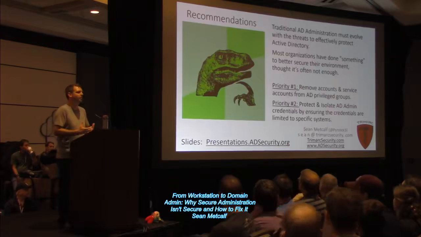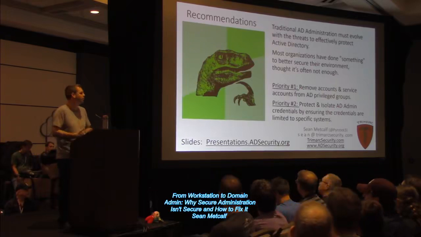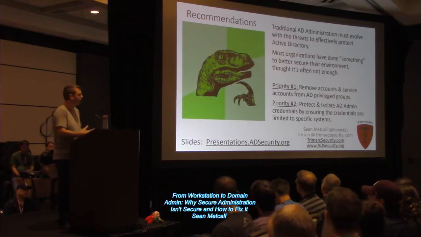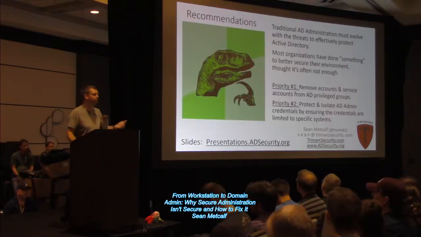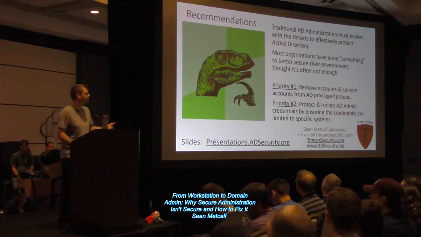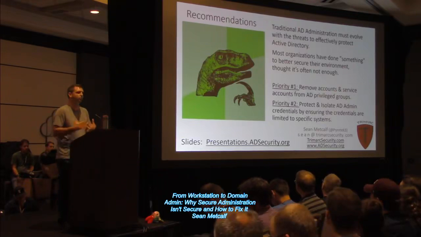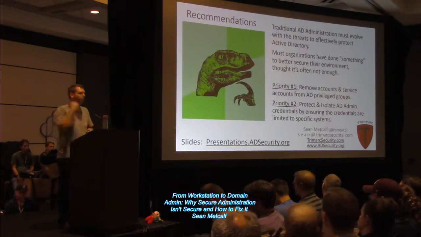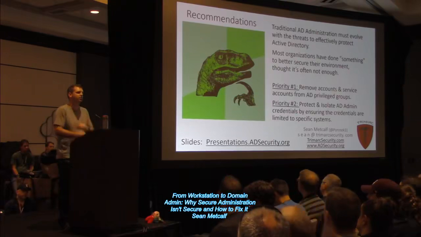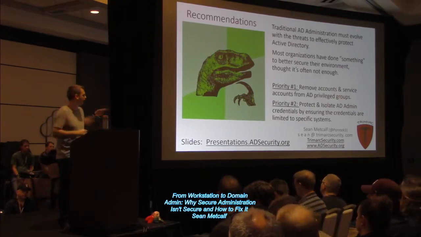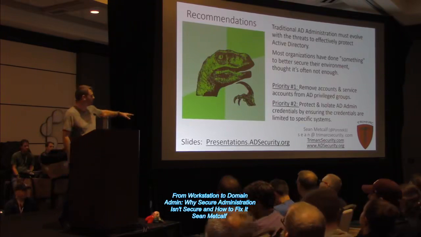So to wrap up, traditional AD administration has to evolve. You've got to do better than what we had before. It's hard, but there are priorities to this. Remove accounts and service accounts from AD privilege groups that don't need to be there. Protect and isolate our AD admin credentials, because those matter tremendously. Work on these hard things. Work on removing these permissions and checking to make sure these permissions get cleaned up.